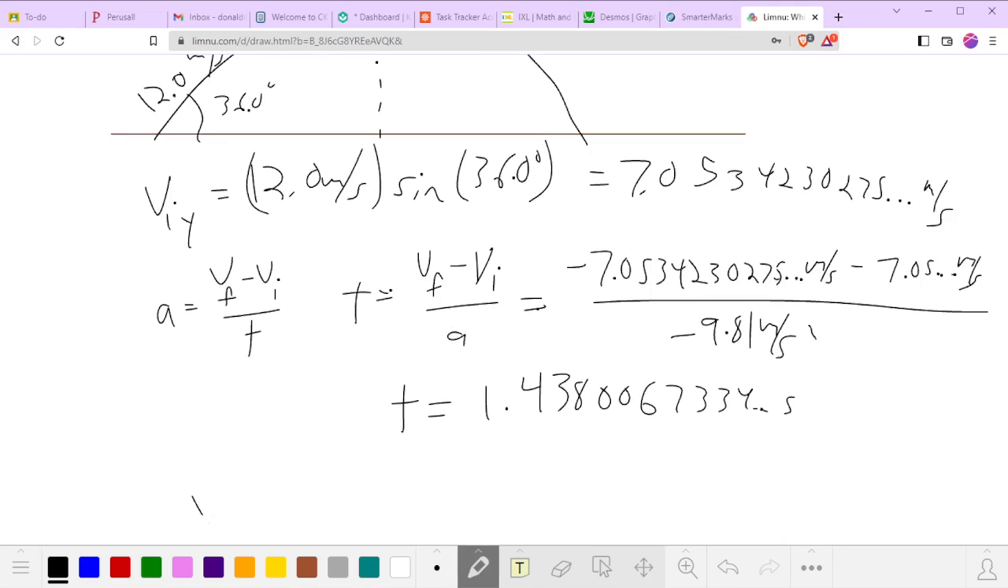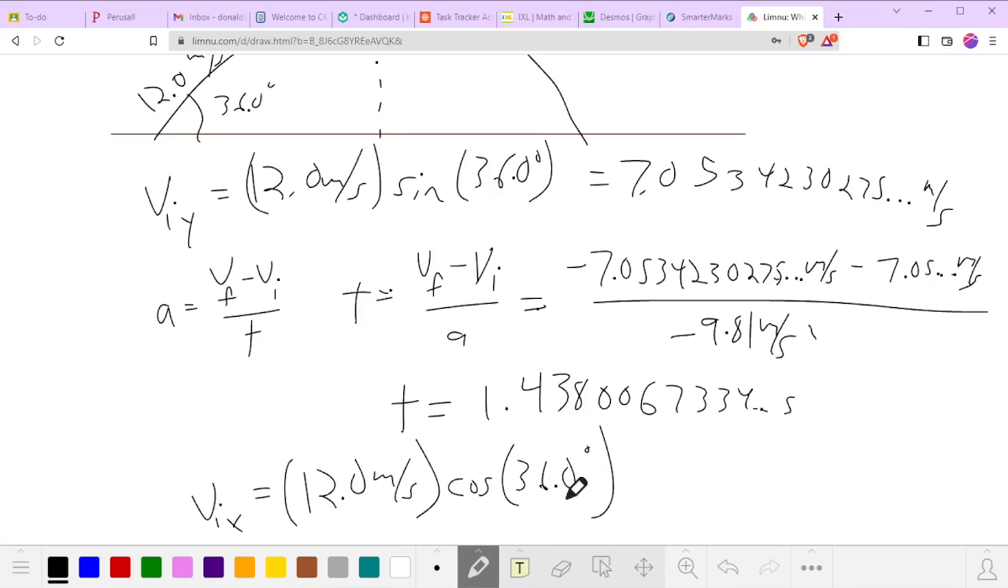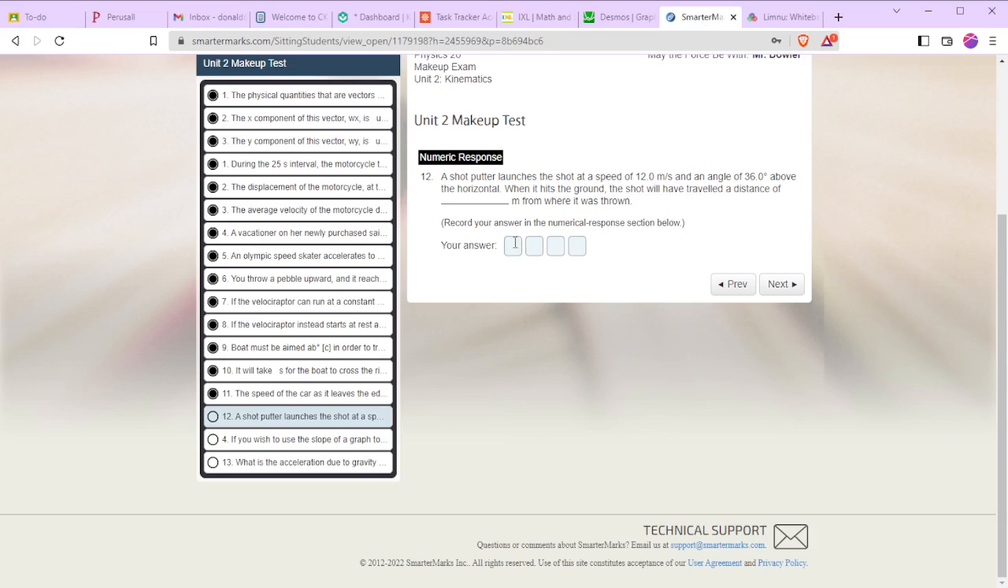This is how much time it spends traveling at our horizontal initial velocity, 12.0 meters per second times the cosine of 36 degrees. We multiply all of these numbers together. And this should give us the answer, at least if I don't make typos as I'm entering things into the calculator. Yes, so this gives us a 14.0.